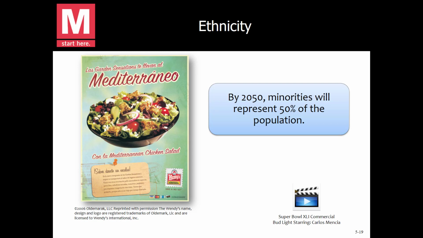And each of these consumers has a very different approach towards shopping. For example, if you talk about Hispanic consumers, they make shopping a family affair. They go out together when they have to shop for a particular product.